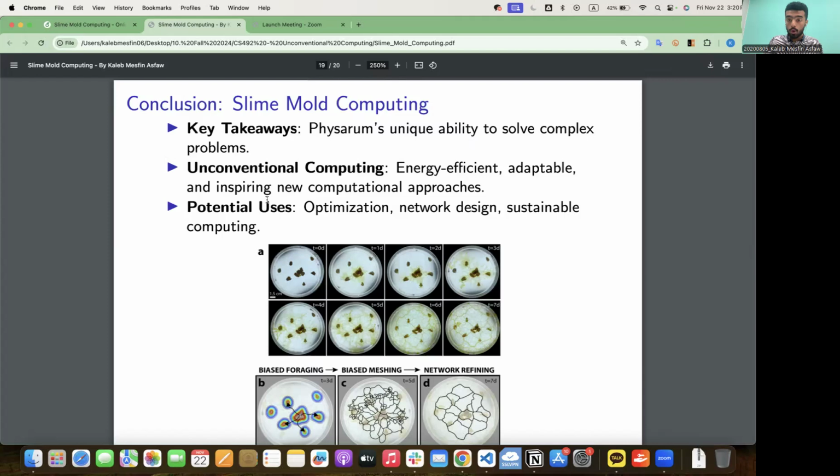So it's energy efficient, like slime mold computing as an unconventional computing. We just use the organism, and we do not spend any kind of energy. Since its growth pattern is unpredictable, it's adaptable to a new environment. So it can be used for optimization, for designing optimal networks, and for sustainable computing.